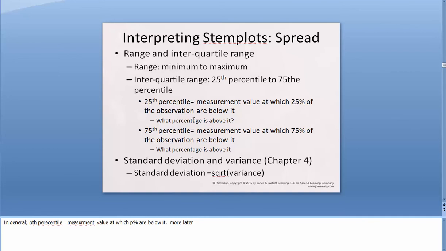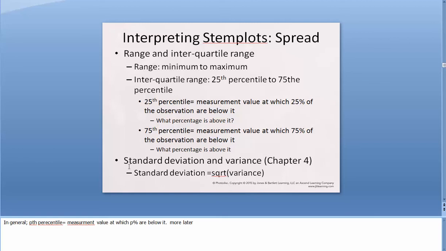Now what is the 25th percentile? Just like what I said about the 50th percentile before, which was the median, the 25th percentile is the measurement where 25% of the observations are below it. So what percentage will be above it? 75%, correct? Likewise, the 75th percentile is the measurement at which 75% of the observations are below it. And what percentage will be above it? 25%, correct? So the interquartile range and the range are two measures that give you an idea of spread.